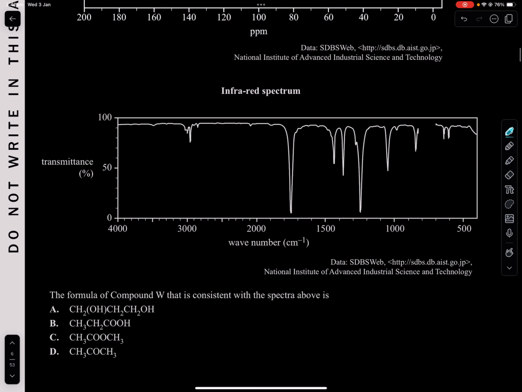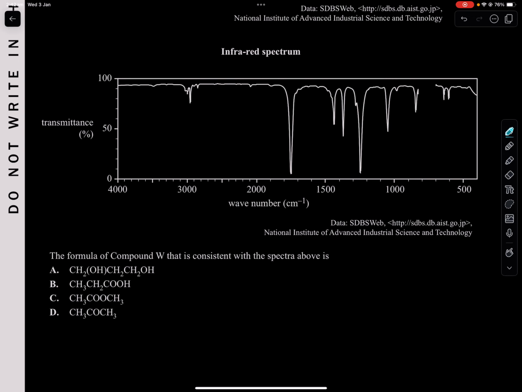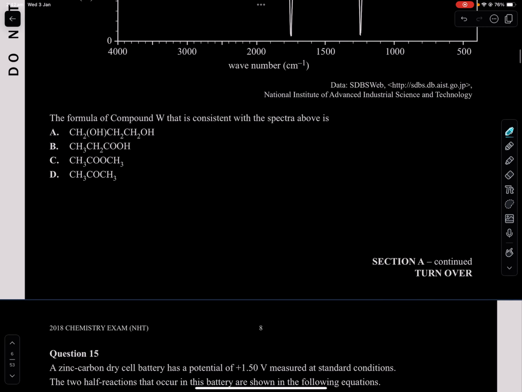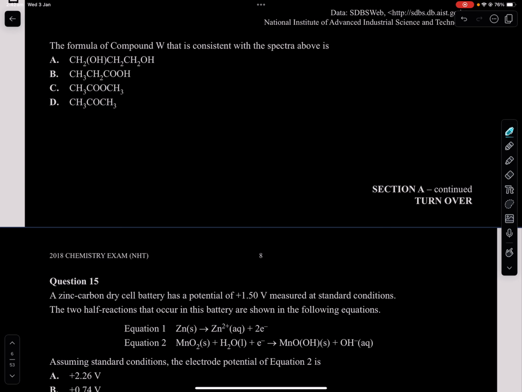Next question. Infrared spectrum. You should know what the infrared spectrum gives us. It gives us the functional groups. What functional groups does the compound have? So we'll look at it after. Well, let's look at the questions. The formula for compound W that is consistent with the spectra above is what? Well, let's first draw the first one. Let's draw all of them first. So we have this one over here. Let's draw that. So it's a C.